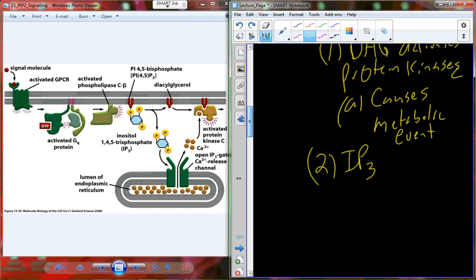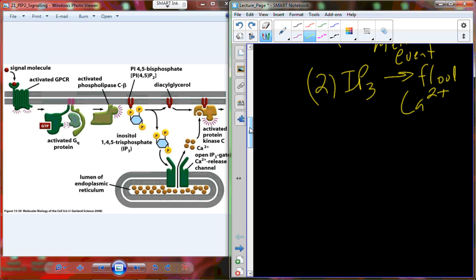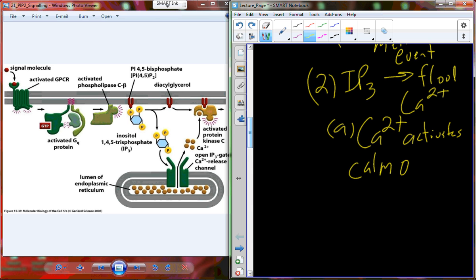Our IP3 results in a flood of calcium into the cell. Now, what's not shown here that also occurs with calcium entering the cell is that, not only do we have interaction here to enhance the activation of protein kinase C, but a bunch of other things happen that are centered around calcium signal. In particular, as calcium levels rise in the cell, we are going to have activation of a very interestingly named protein called calmodulin. It literally means a modulator of calcium. So we're going to activate calmodulin and some other enzymes.